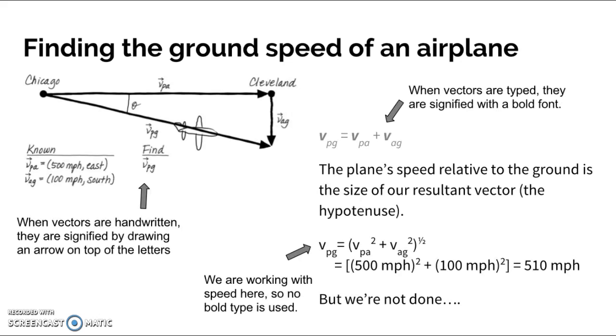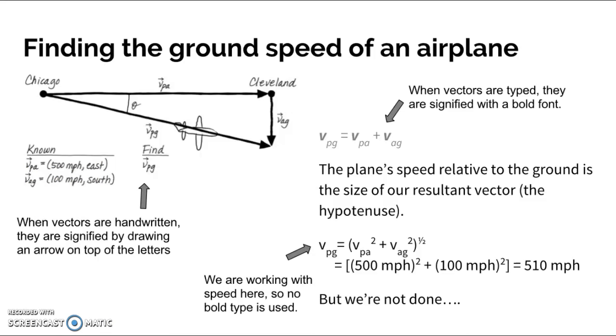So let's diagram what's going on. We have Chicago and Cleveland, and we can draw a velocity vector of the plane with respect to the air, and that's due east. We can also draw a vector from Cleveland, the velocity of the air with respect to the ground, which is moving due south. So we have east to the right and south in our downwards direction in this diagram. Our known values are the velocity of the plane with respect to the air, 500 miles per hour east, and the air with respect to the ground, 100 miles per hour south.